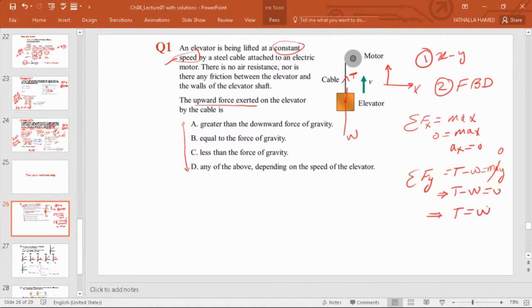Is equal to W. So out of this option here, you will say that the exerted force by the cable, which is the tension here, T, will equal to the force of gravity, because the weight is basically due to the force of gravity, and the right answer here is B.